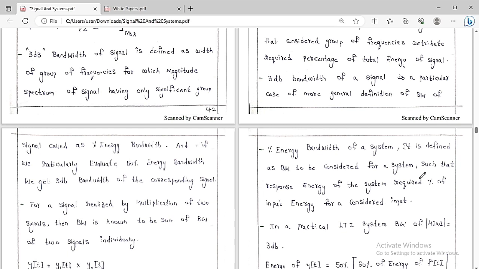So we can say the 3 dB bandwidth of a signal is a particular case of a more general definition of bandwidth of the signal called percentage energy bandwidth, and if we particularly evaluate the 50% energy bandwidth, we get the 3 dB bandwidth of the corresponding signal. Same thing I already told you.